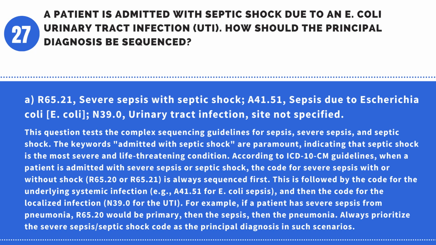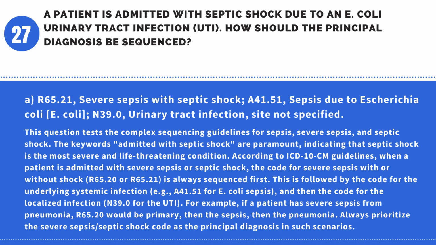This question tests the complex sequencing guidelines for sepsis, severe sepsis, and septic shock. The keywords admitted with septic shock are paramount, indicating that septic shock is the most severe and life-threatening condition. According to ICD-10-CM guidelines, when a patient is admitted with severe sepsis or septic shock, the code for severe sepsis with or without shock, R65.20 or R65.21, is always sequenced first. This is followed by the code for the underlying systemic infection, e.g. A41.51 for E. coli sepsis, and then the code for the localized infection, N39.0 for the UTI.